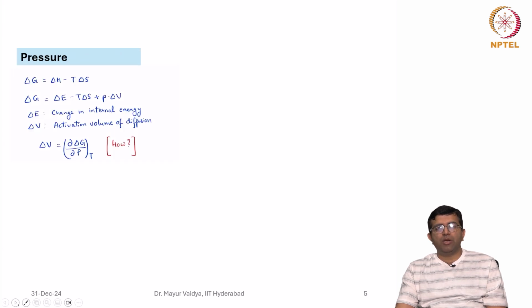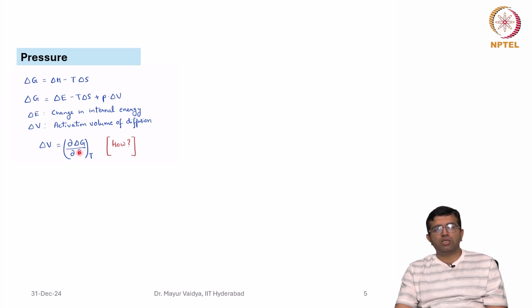Now, for the pressure dependence, we see that delta G is actually equal to delta H minus T delta S, where delta H can be further expanded, and therefore, delta G becomes delta E minus T delta S plus P delta V, where delta E is the change in internal energy and delta V is the activation volume of diffusion. Now, delta V can also be written as dou delta G by dou P at constant temperature. You can check for yourself how this expression comes.